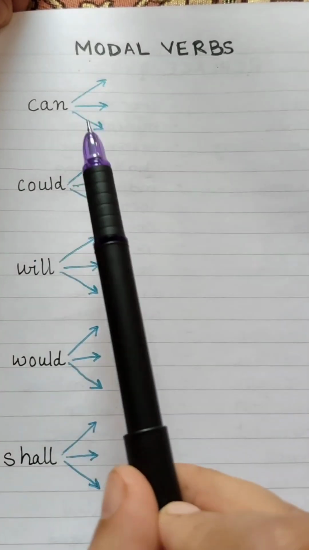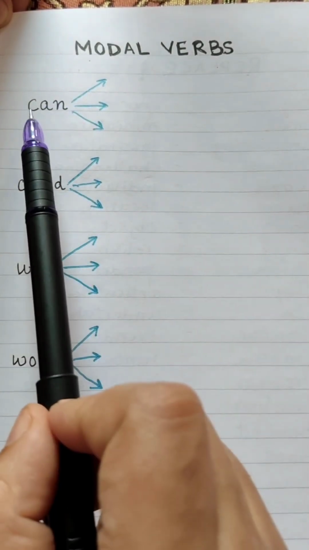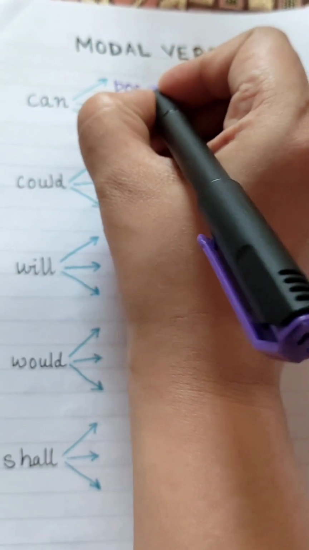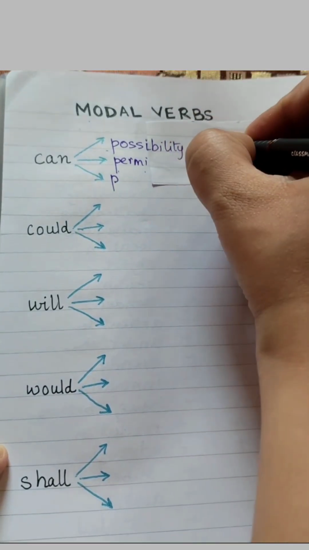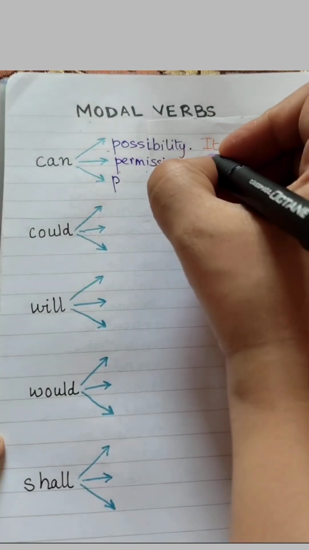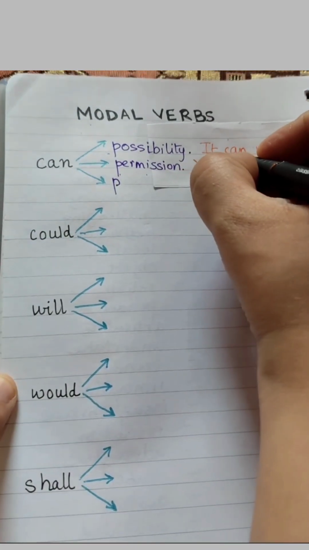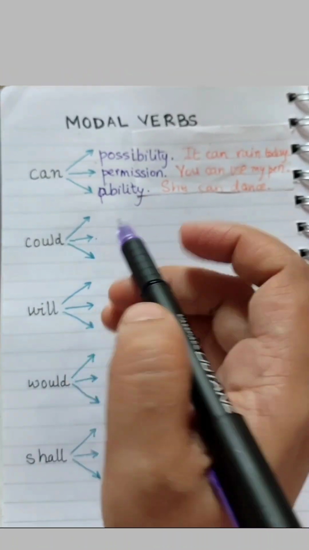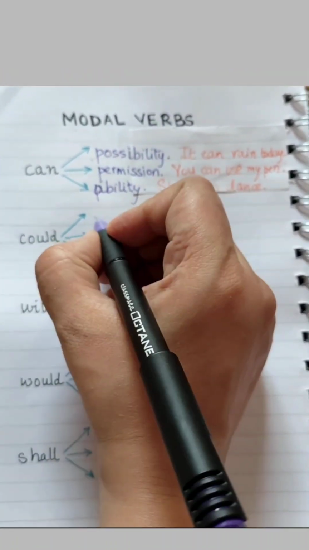Let's understand modal verbs. First is can. Can is used to mean possibility. It can rain today. It's used to take permission or give permission. You can use my pen. It also expresses ability. She can dance.